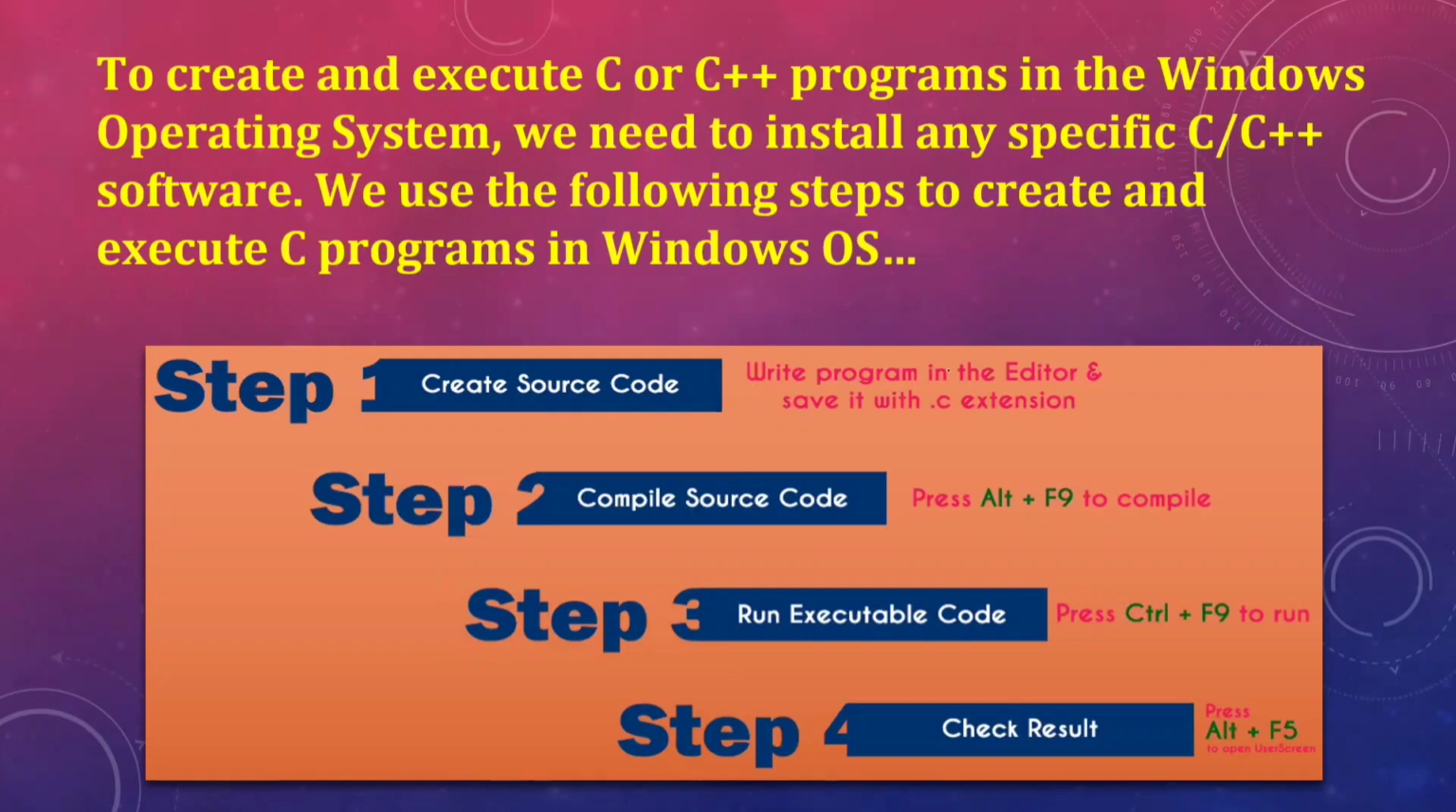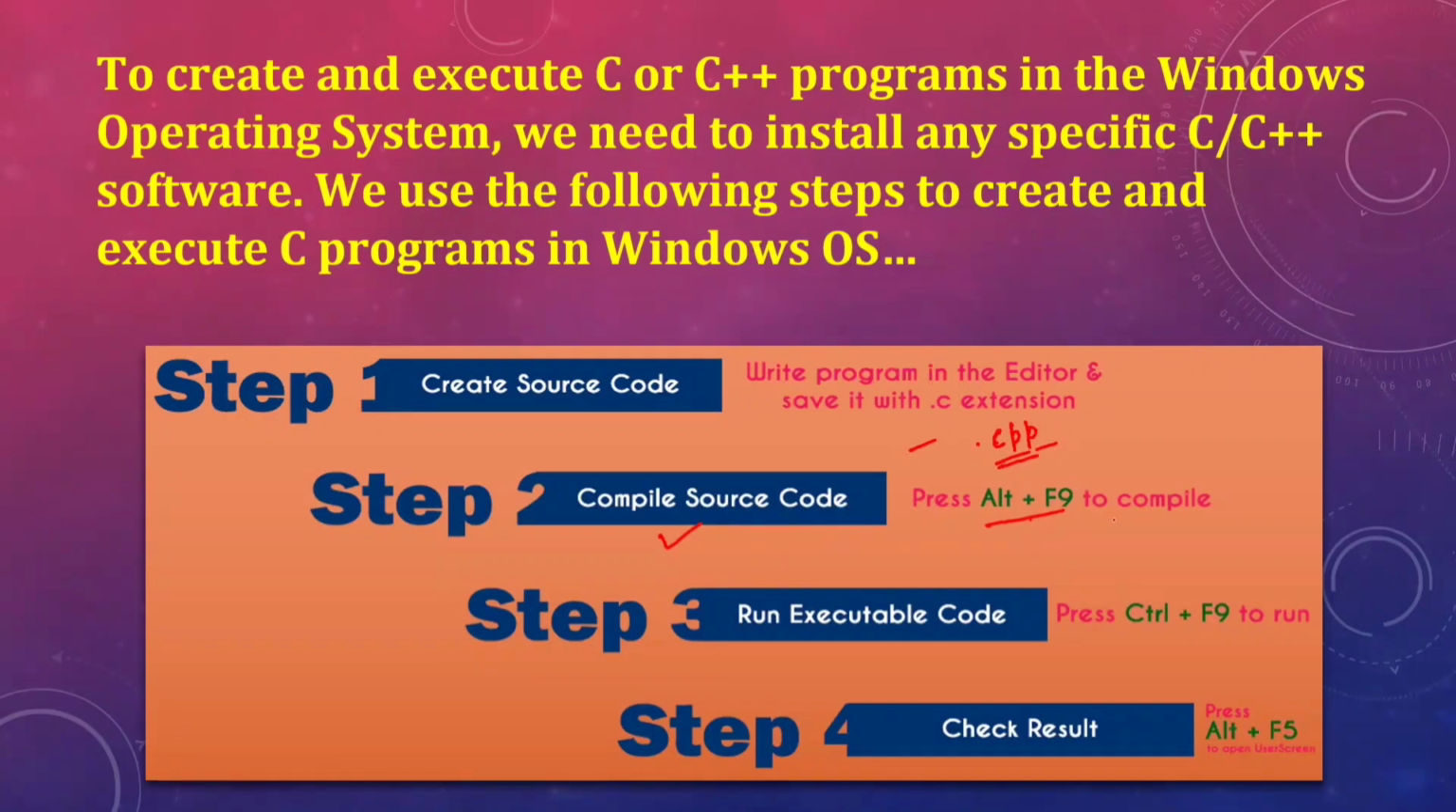Write a program in the editor and save it with the .c extension in the case of the C programming language. If you want to create a program in C++, you must save your source code with the .cpp extension. After saving this file, you can compile your source code. For compilation, you can use the shortcut key Alt plus F9, or simply click on the compile button.